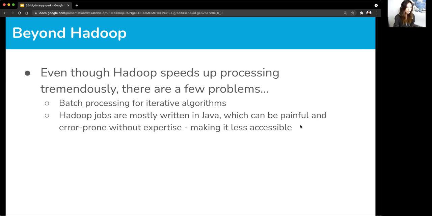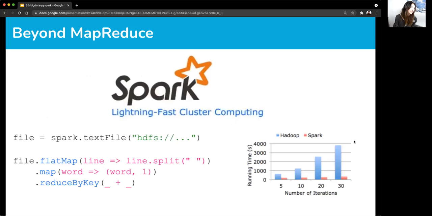So another issue with Hadoop is a lot of their jobs are written in Java. I mentioned Scala as well. Scala is also very similar to Java, which can be very painful and error prone without expertise, making it less accessible. For anyone who's tried to learn Java, you'll understand that it is a slightly higher barrier to entry versus Python, because all of you who are here, I'm sure have had the experience that Python's a little easier to pick up. Java, not so much. The syntax is kind of hard for Java.